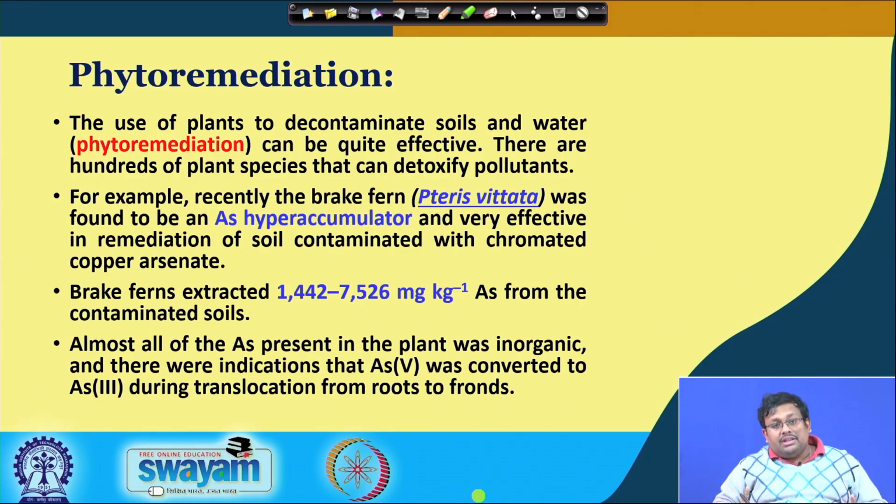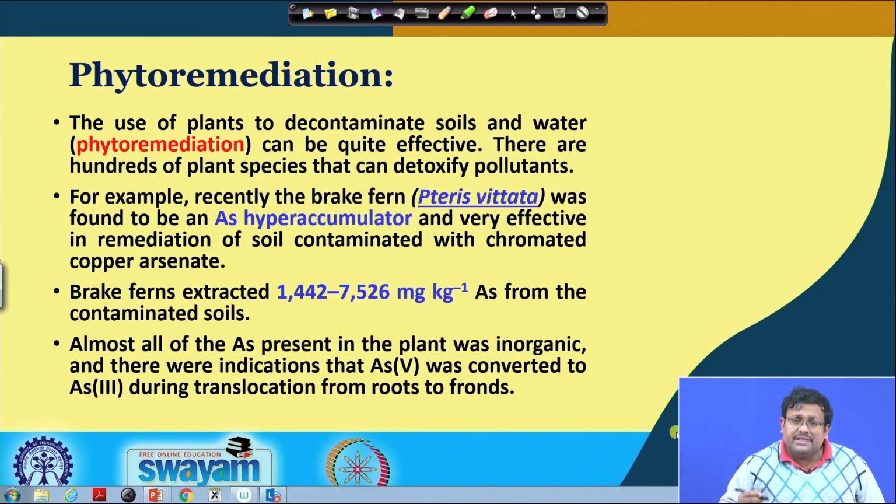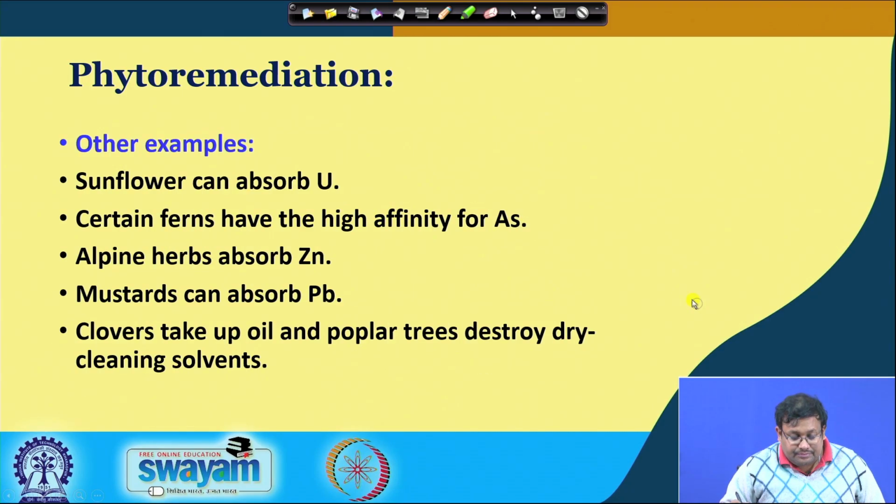So, almost all the arsenic present in the plant was inorganic, and there were indications that arsenate, which is arsenic 5, was converted to arsenite during the translocation from roots to fronds. So, that shows how this phytoremediation occurs. Phytoremediation is an important, environmentally friendly and sustainable way of decontaminating the land without use of any chemical. There are some other examples of phytoremediation also.